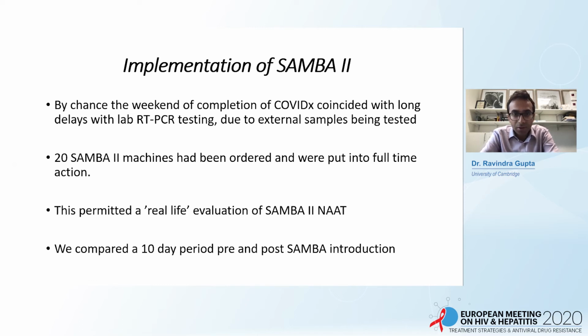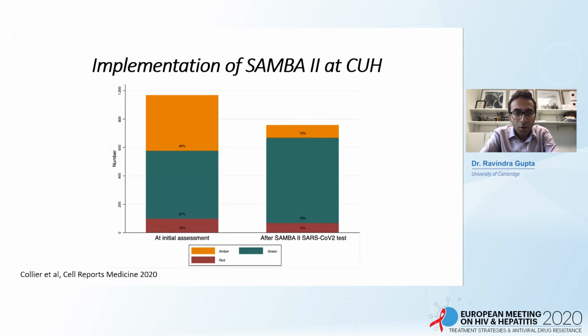So this enabled us to do a real-life evaluation of the Samba test, and this is really remarkable in many ways. And so we compared a 10-day test period before and after the introduction of Samba because of these conditions. In this graph, you can see the results of the implementation. We have a system of triaging patients in the hospital in terms of whether they are high, medium, or low risk for COVID. Red is obviously high risk, amber is medium risk, and green is low risk.